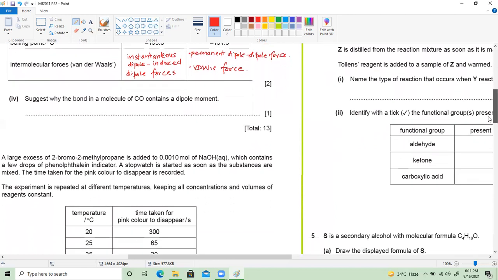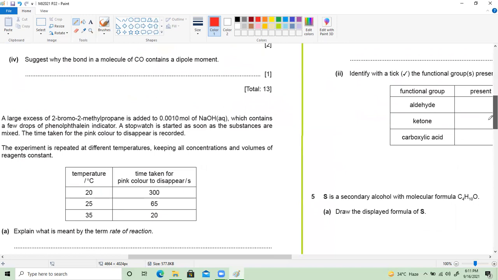G. Suggest why the bond in a molecule of carbon monoxide contains a dipole moment. Why does it contain a dipole moment? Since we know that oxygen is more electronegative than carbon.